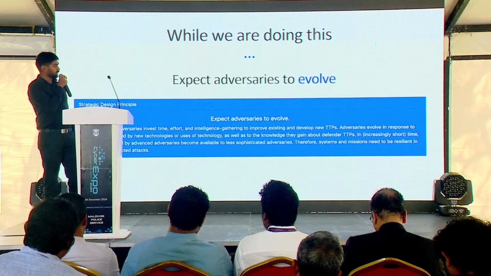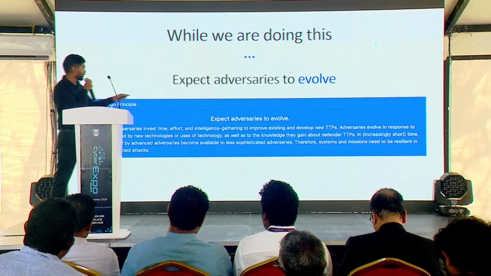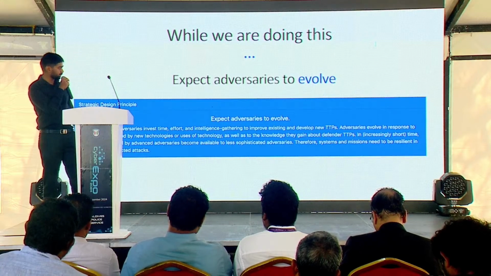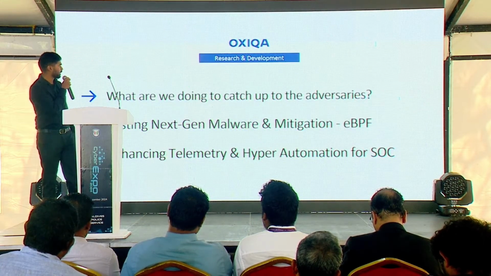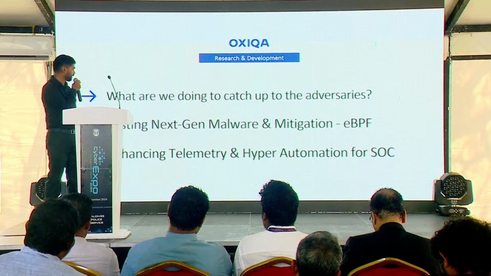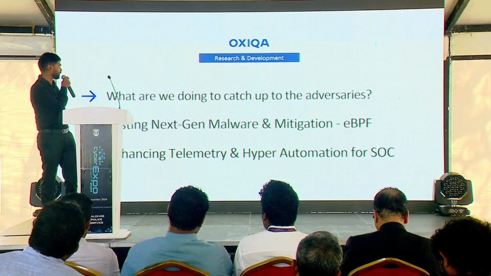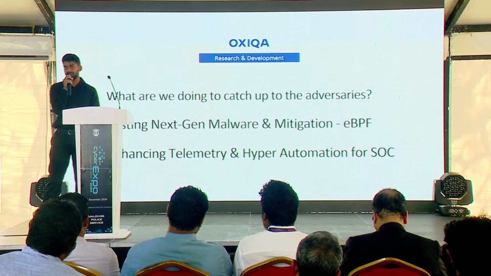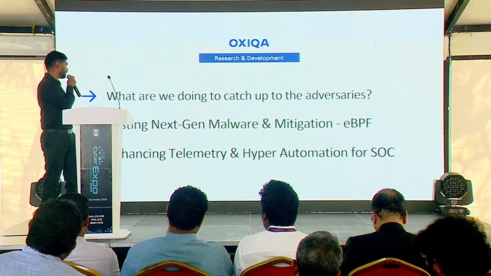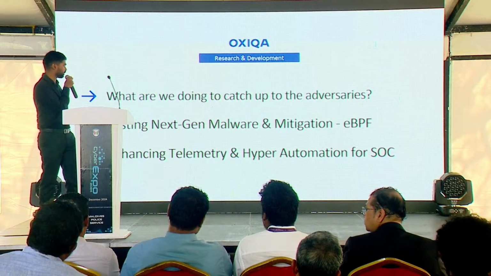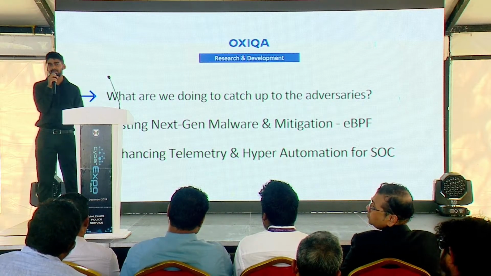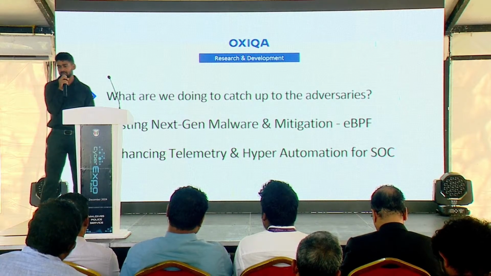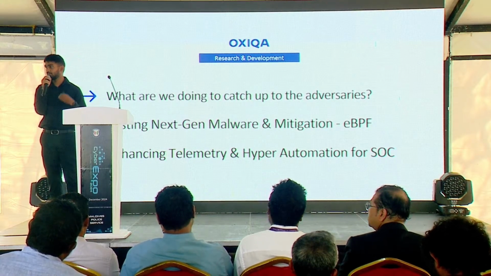So like I said, even NIST CSF says expect adversaries to evolve. So you need to develop solutions for how you can generate the telemetry. At our R&D, we are looking at solutions for how we could catch up to the adversaries while they are innovating. We are also innovating, and how we could generate next-gen malware, how you could build mitigations around eBPF so that even at the endpoint level, we could mitigate.